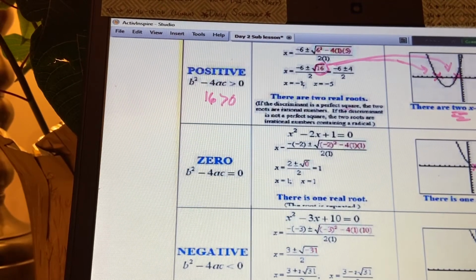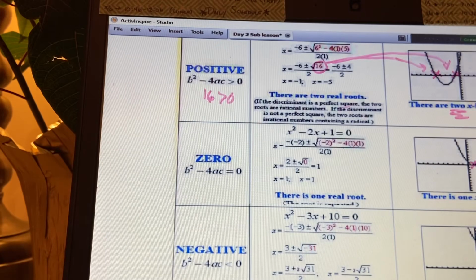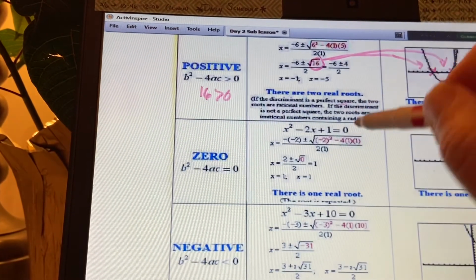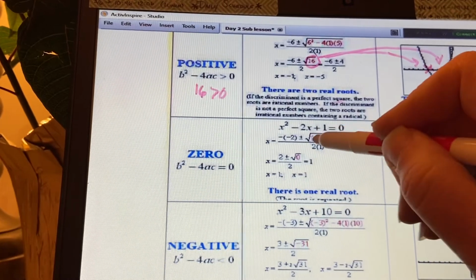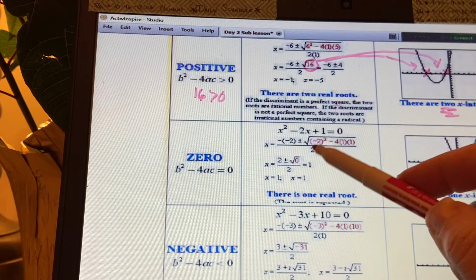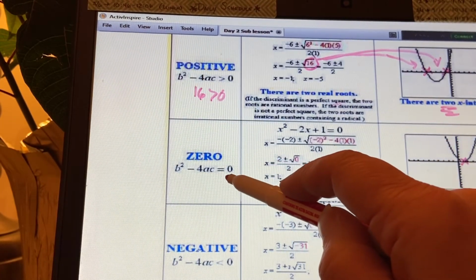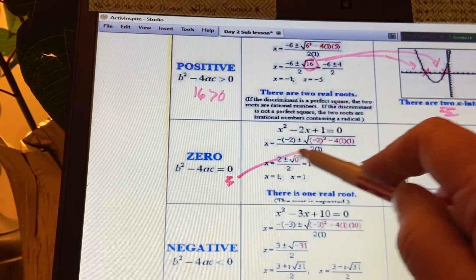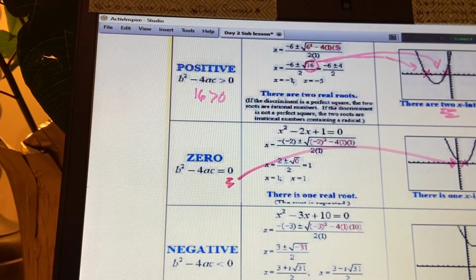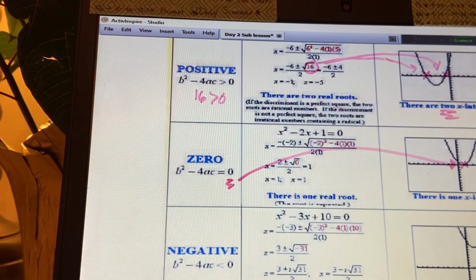The next situation, here's an example. They showed you the whole entire quadratic formula. We didn't have to look at the whole thing though. If we just looked at this discriminant part right here that I have in red, you could find out that you get 0. If your discriminant equals 0, you're going to get 1 double root. Okay, so if your discriminant equals 0, you're going to have 1 double root.